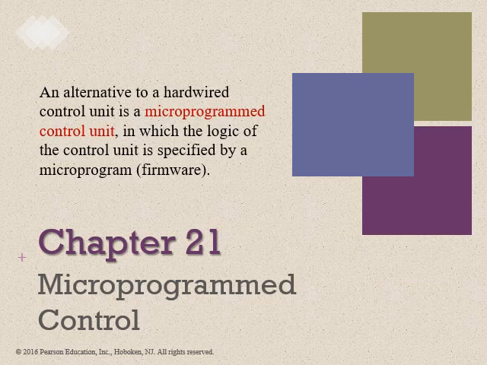This is chapter 21, Microprogrammed Control. After we have looked at the hardwired control unit in chapter 20, an alternative to that hardwired control unit is a microprogrammed control unit, in which the logic of the control unit is specified by a microprogram, or what we call firmware, which is a midway between hardware and software.